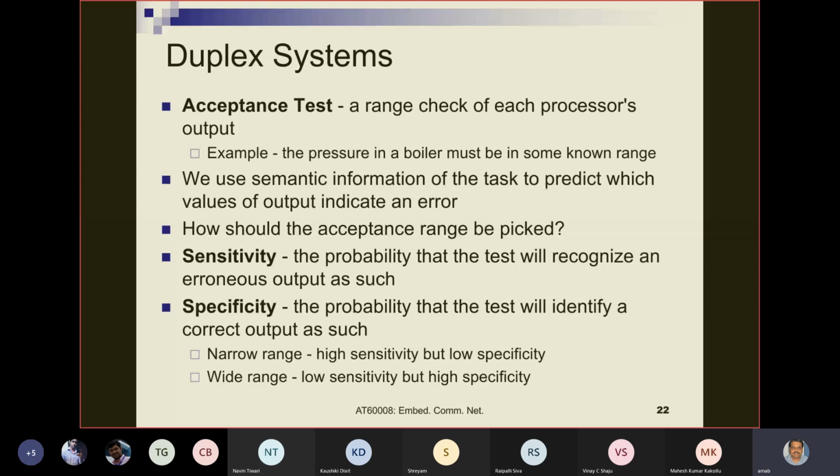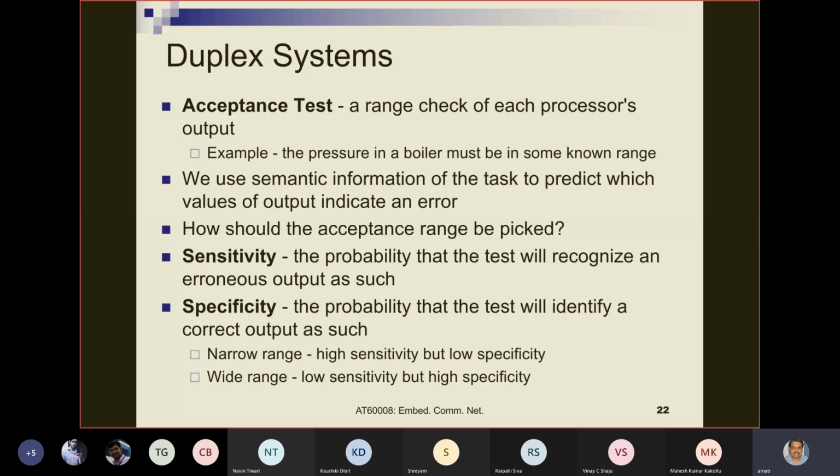That is a big question. What is the acceptance range of a given output? So there are two things here. One is sensitivity, the probability that the test will recognize an erroneous output as such, and specificity, the probability that the test will identify a correct output as such.